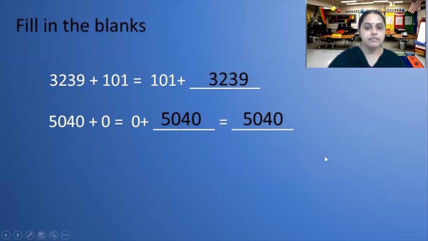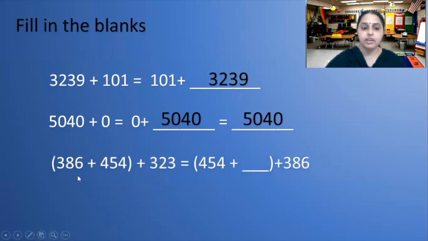So let us see one more example. Now here we have three numbers to add. Yes or no? So first in the bracket we are adding these two numbers and with that answer we will add the third number. Now can you see here? Here we have written 454 plus 386, and here we will have 323. So what is this property known as?